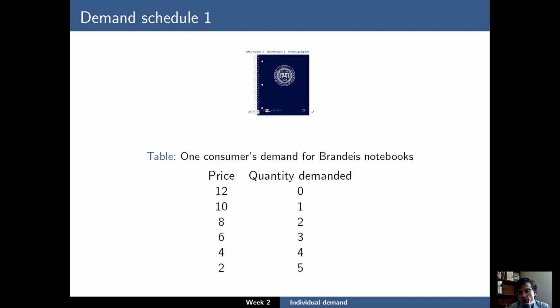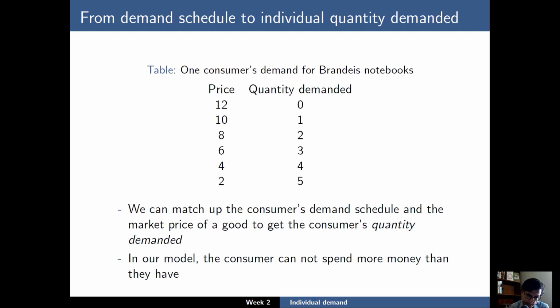So for example, if the price for this notebook is $12, this person's not going to want to buy any notebooks. But if the price were $10, the person would purchase one notebook. And we can just keep having these tables like this that would show us the quantity demanded by this consumer based on a certain price. And that's what we call a demand schedule. This way, we get the individual's quantity demanded.